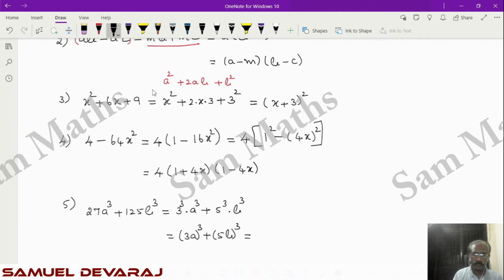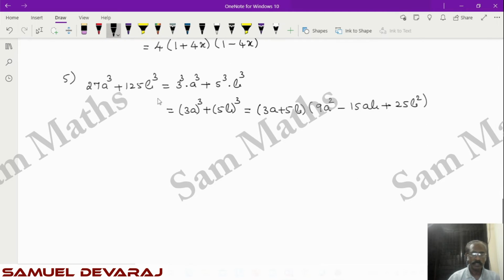That is equal to a plus b, that is 3a plus 5b, into 3a square. Am I right? A square term will come. That is 3a square is 9a square, minus ab, that is the product of 3a and 5b, which is 15ab, plus 5b the whole square, that is 25b square. Okay, children. Here I applied some formulae to use these identities.